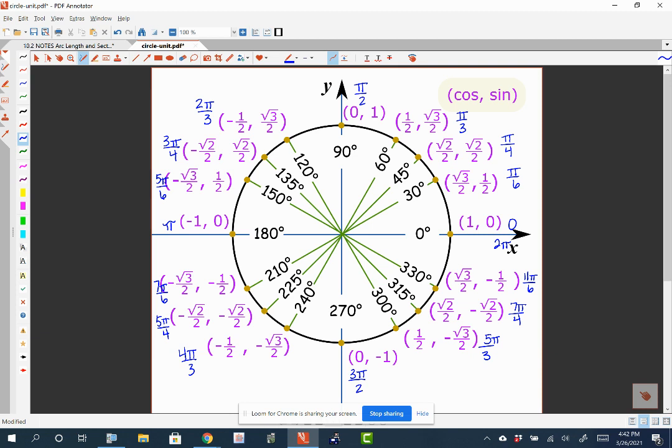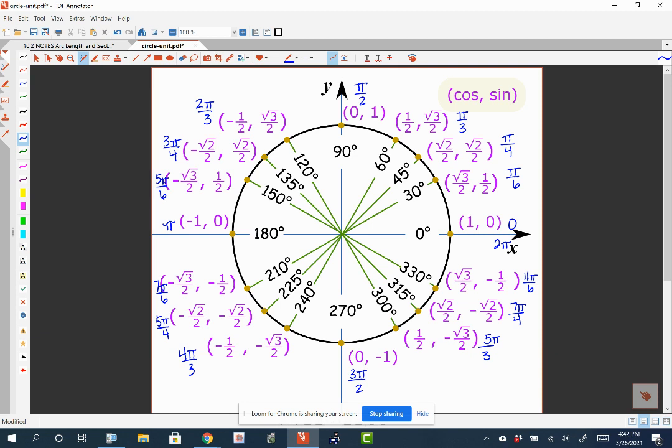Same thing can be done with your 45s. If 45 is pi over 4, then 2 pi over 4 ends up to be pi over 2. 3 pi over 4, that one doesn't simplify. 4 pi over 4 simplifies to pi, at 180. 5 pi over 4, that's not going to simplify. And again, that just keeps going around. So similar to when we memorize the unit circle, you don't have to memorize all the way around because you should be able to figure them out.